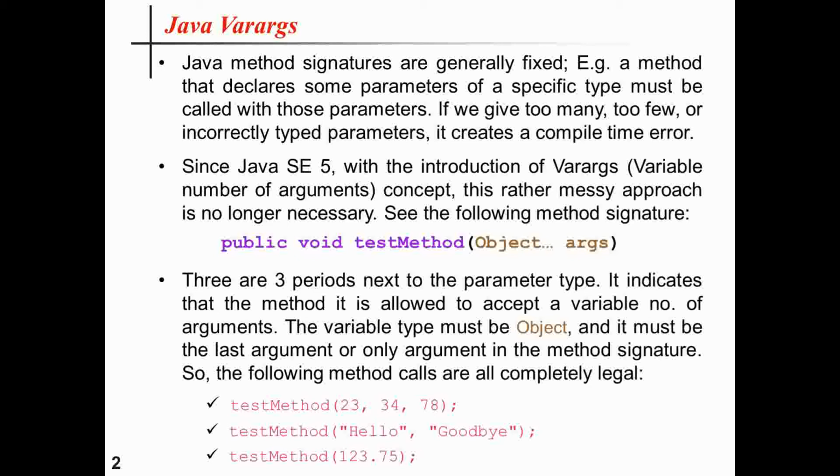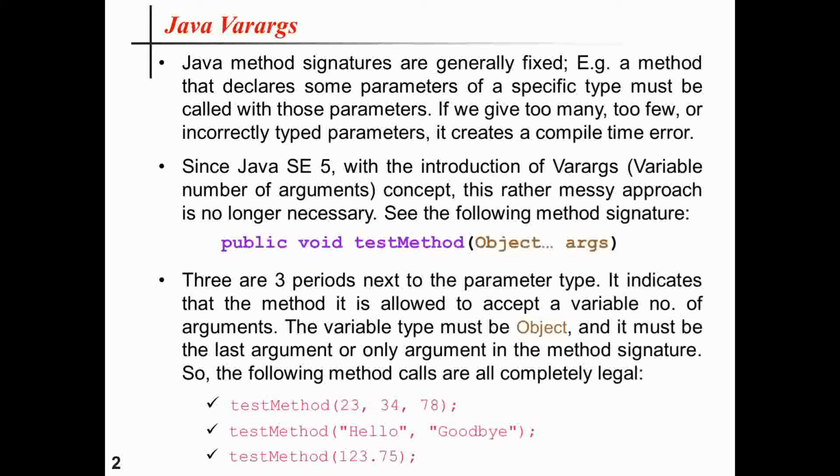So obviously it will increase the coding effort. If we had only one method that could deal with different numbers of arguments and different types also, it would have been better. So prior to Java SE5, that was one of the main problems of Java programming. Now in Java SE5, the concept of Varargs has been introduced. With this concept, this particular problem can be solved.